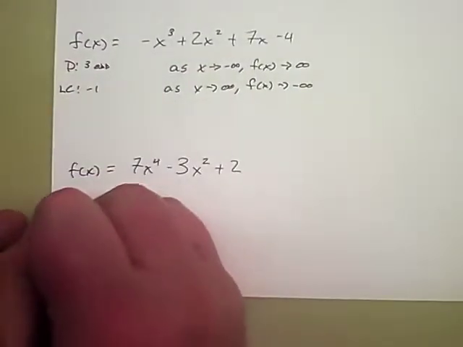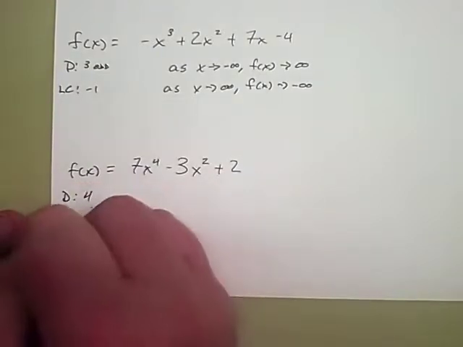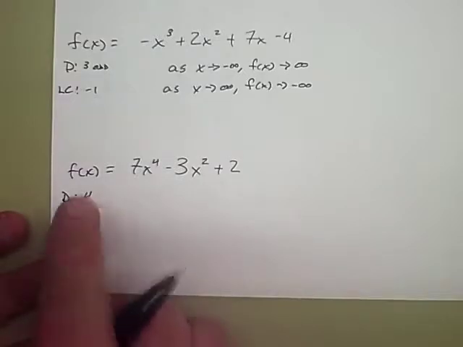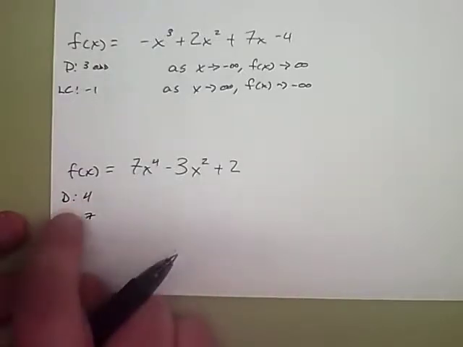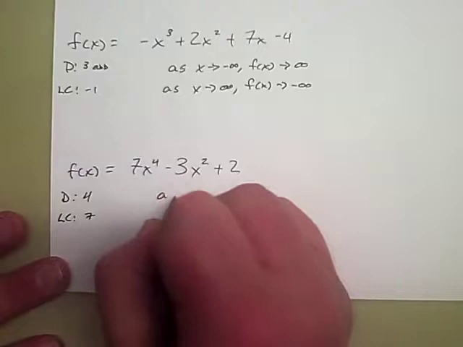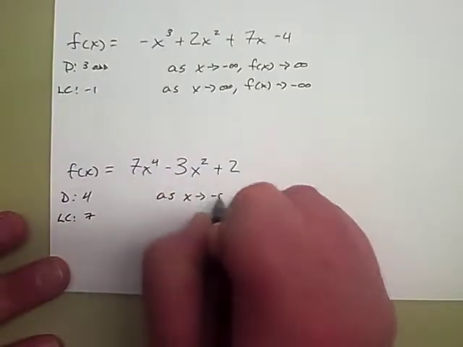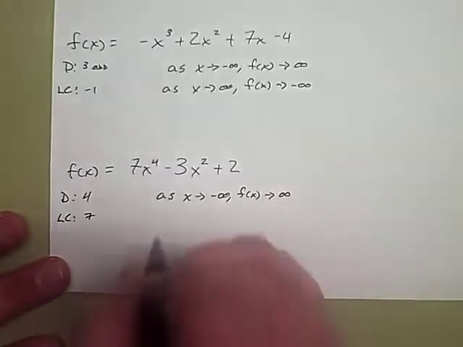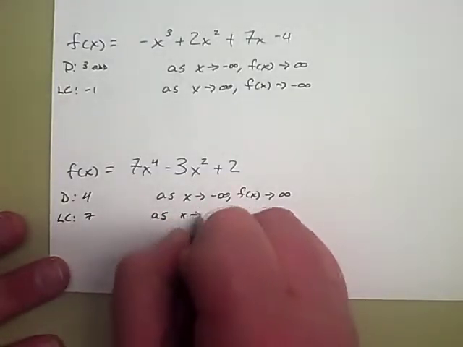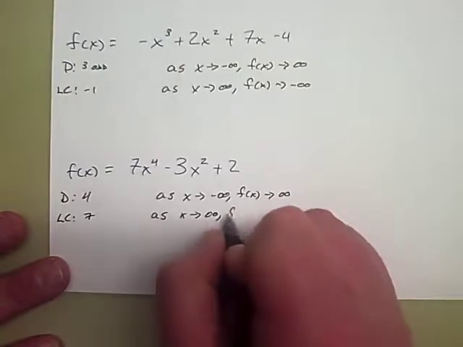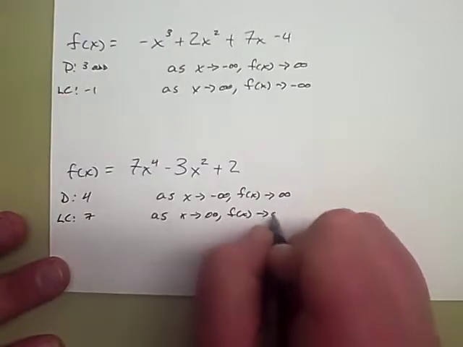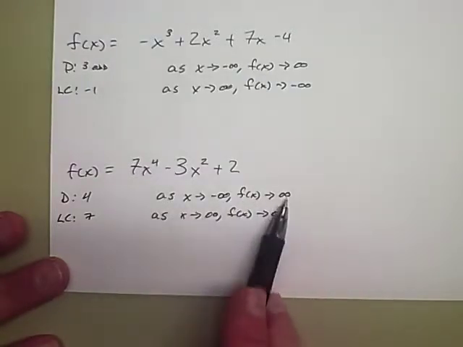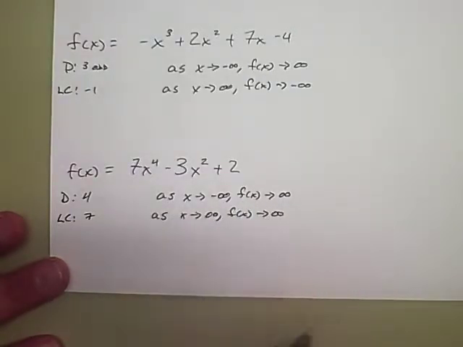And finally, the degree on this one is a 4. The leading coefficient is a +7. When the degree is even, they're both pointed in the same direction. Positive is up. So here we say, as x approaches negative infinity, f of x is approaching positive infinity. And as x approaches positive infinity, f of x is approaching positive infinity. So the left arrow is pointed up, and the right arrow is pointed up.